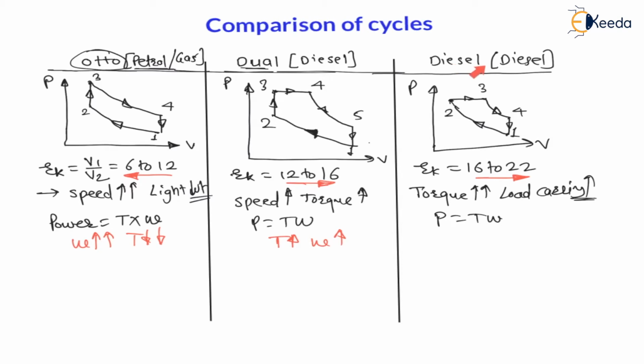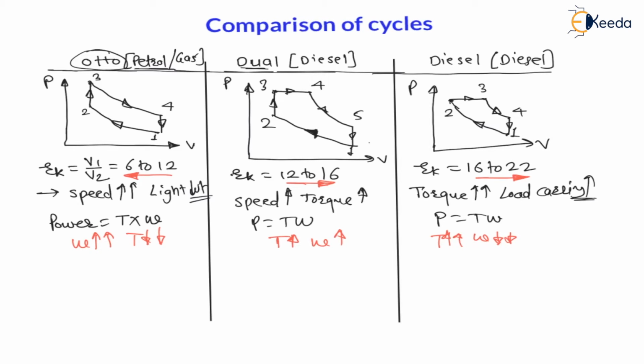And in diesel cycle the speed is very low and torque is very high, load carrying capacity is very high, speed is very low. Such as transport vehicles and military vehicles, you can see all the military vehicles, tanks, run on diesel, fuel used is diesel, right?